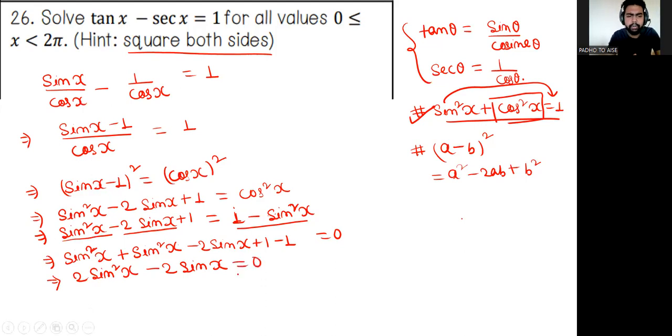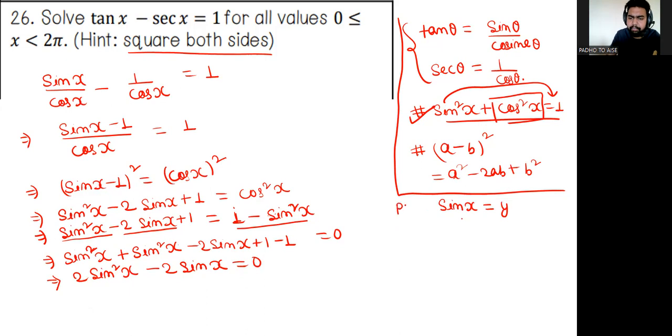Now we are done. Now what we need to do is factorize. This is a quadratic equation and we need to factorize. Suppose you have a problem in factorization, you could substitute some value. For example, you could write that sine x is equal to y. If you substitute sine x is equal to y, then what will you get? You will get 2y square minus 2y is equal to 0. Now the factorization is very simple.